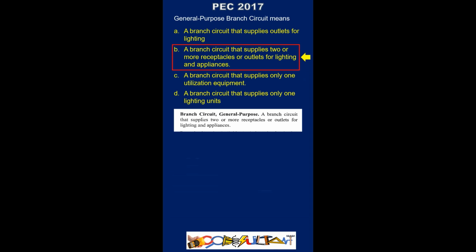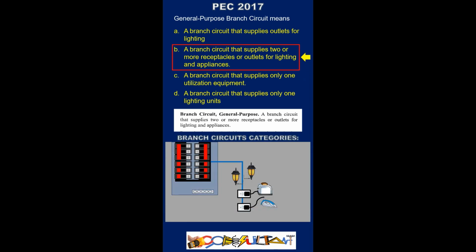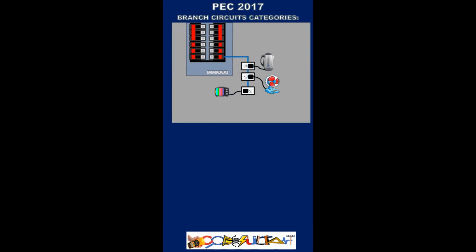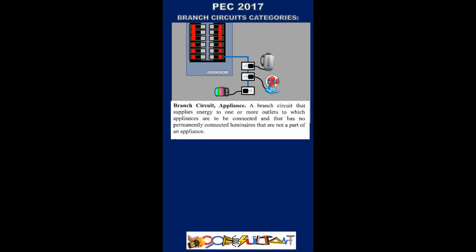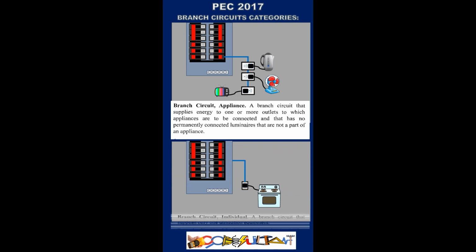The branch circuits are categorized into the following. General purpose branch circuits supply a combination of receptacle outlets and lighting. Appliance branch circuit supplies energy to one or more small appliance outlets, and there are no permanently connected luminaires. Individual branch circuit is installed in permanent locations such as an electric range, a clothes dryer, or an air conditioner.